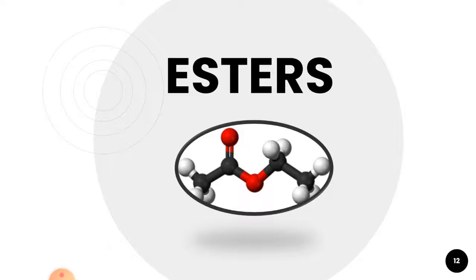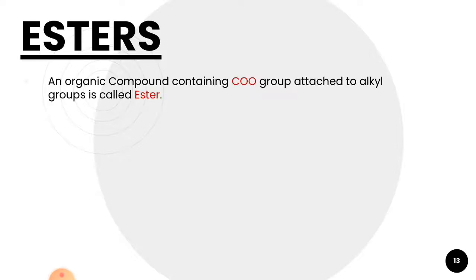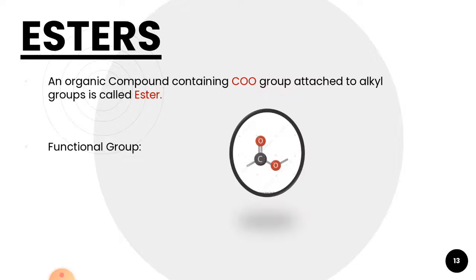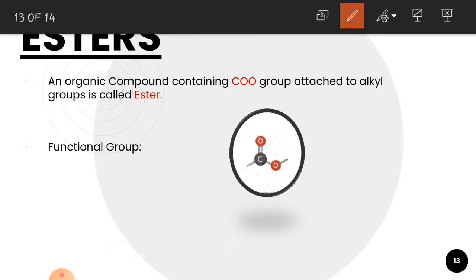Now moving towards the last class of compounds belonging to this category, we have esters. Now what are esters? Esters are organic compounds which contain a C double bond O group attached to an alkyl group. The functional group in esters is this. Here you may see that carbon is attached to an oxygen atom through a double bond, and to another oxygen atom it is attached through a single bond.